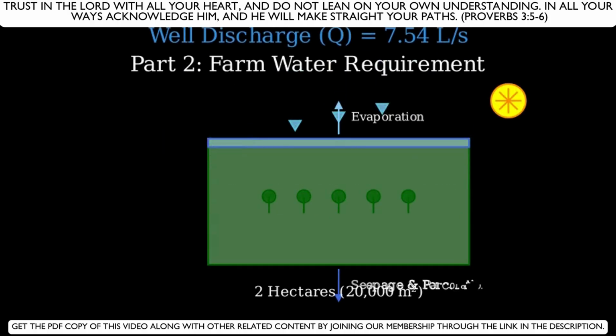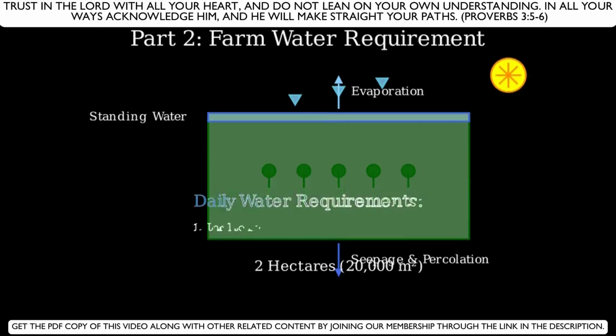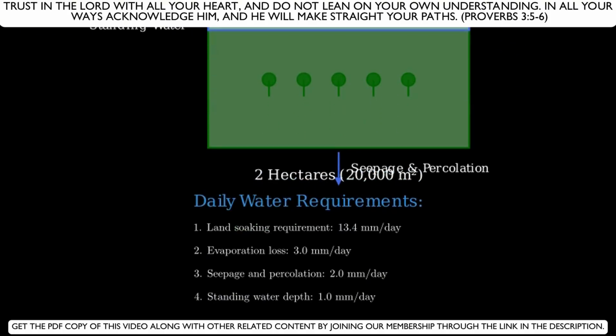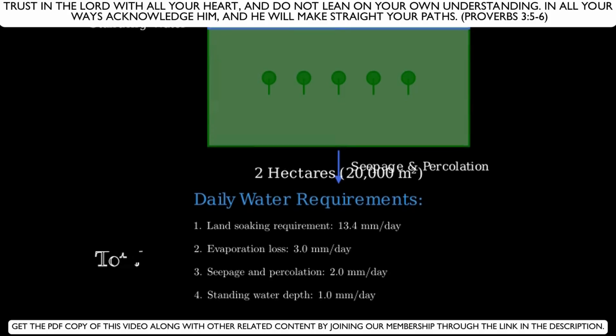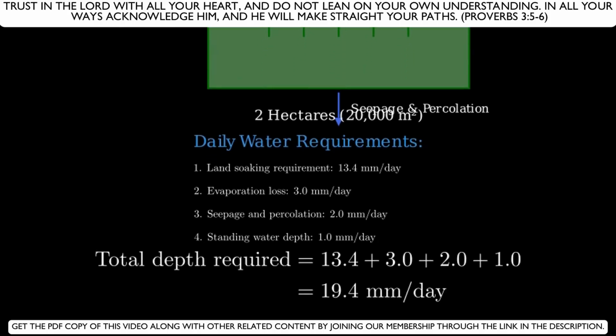When planning irrigation, we need to account for all the water requirements and losses that occur in the field, including land soaking, evaporation, seepage, percolation, and maintaining a standing water depth for crops like rice. Let's list all the water losses given in the problem. Land soaking requirement is 13.4 millimeters per day. Evaporation loss is 3 millimeters per day. Seepage and percolation amount to 2 millimeters per day. Standing water depth is 1 millimeter per day. Adding these up, we get a total water depth requirement of 19.4 millimeters per day.